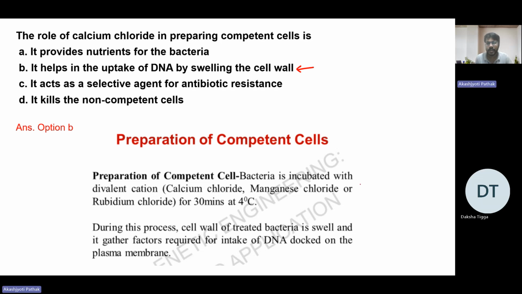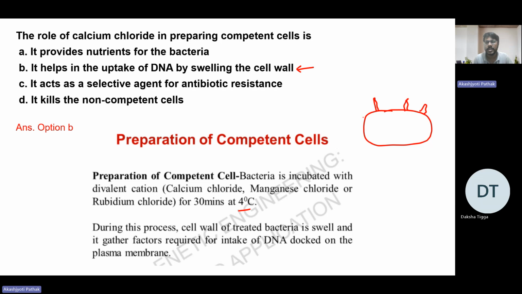So this is again from the lecture video. This topic was covered, right? The bacteria is incubated with divalent cations like calcium chloride, magnesium chloride, manganese chloride, or rubidium chloride for 30 minutes at 4 degrees Celsius. And what happens during this process? The cell wall of the bacteria gets swollen and it gathers factors required for the intake of DNA, docked on the plasma membrane. Once you treat the bacteria with calcium chloride, the plasmid gets attached to the cell wall.